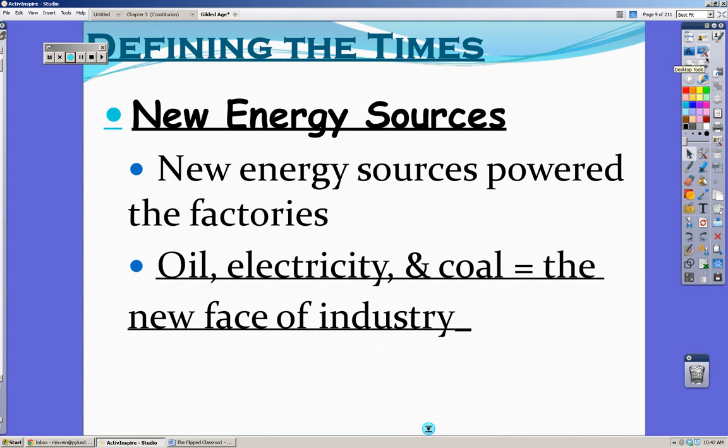New energy sources, where we have oil, electricity, and coal. It's the new face of industry. We no longer have to locate our power plants and our factories near rivers. We can use these fuel sources to power the factories. So we don't need to use a water wheel to turn a wheel, which provides the power for a whole factory. We can use oil and electricity and coal even to fuel factories in the cities. So now it allows us to concentrate a lot of our industry in the cities. People can live in the cities. It's cheap to live there because of apartments, and it just transforms the way that our society is run.